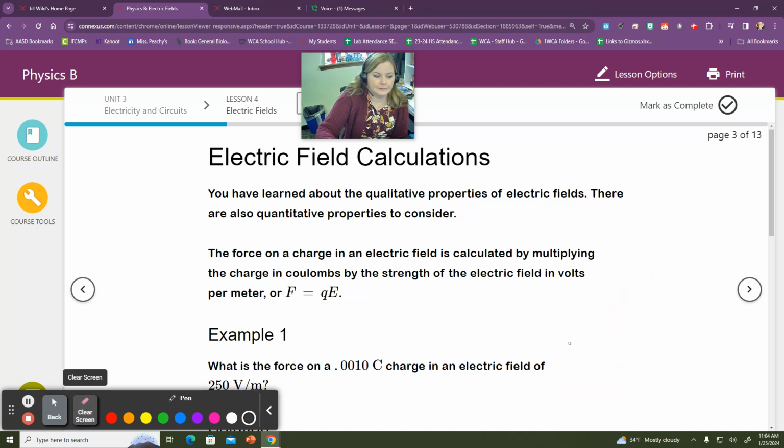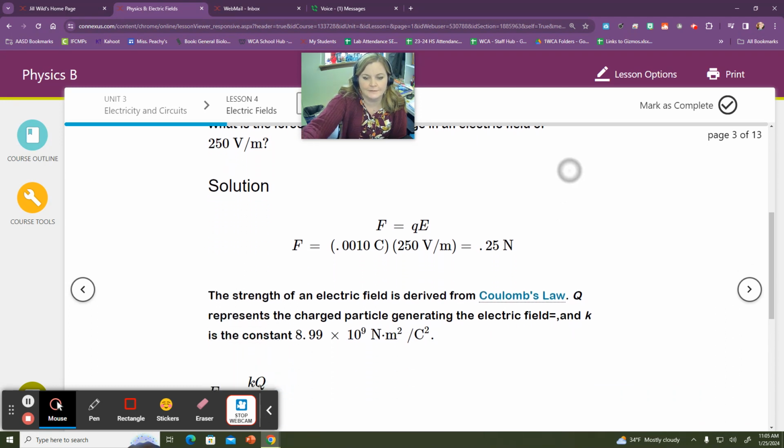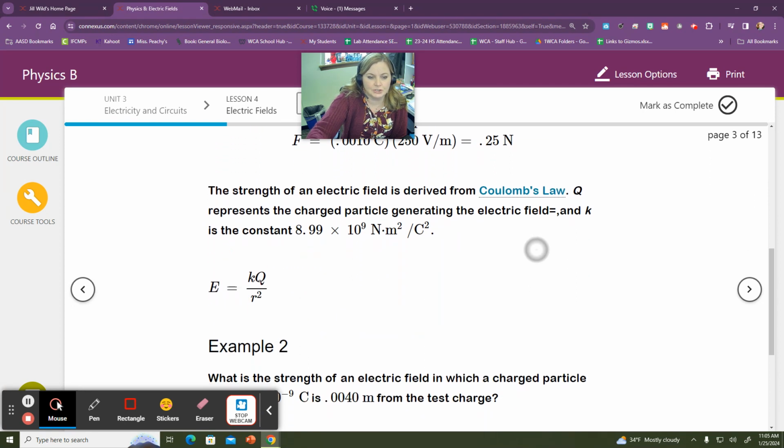They have an example, and it says you can determine the force. It gives you the strength of the electric field as 250 volts per meter, which I think doesn't mean a lot to you at this point, but I'm trying to make it mean something before you finish watching the video. You can determine the strength of the field.